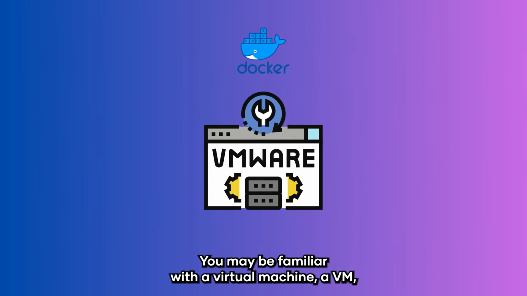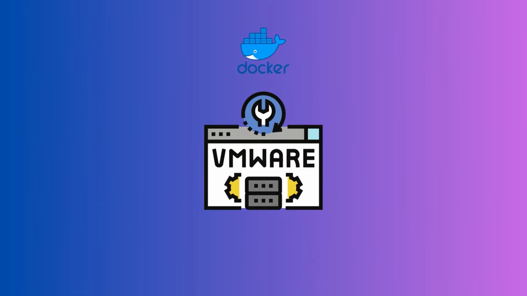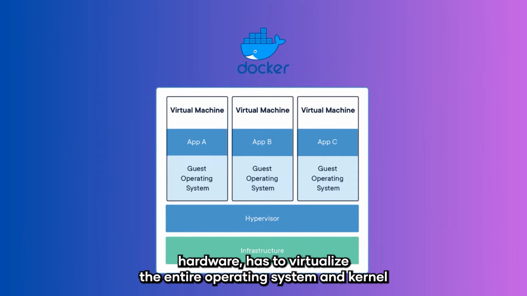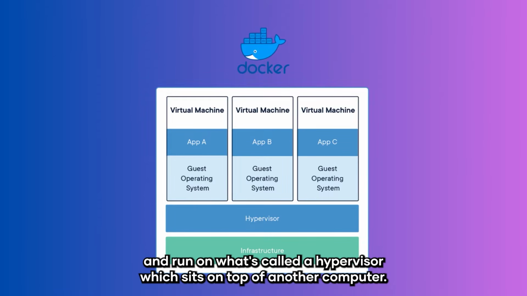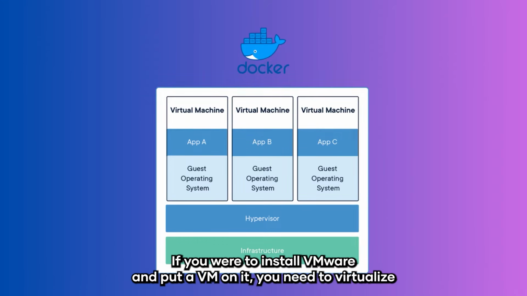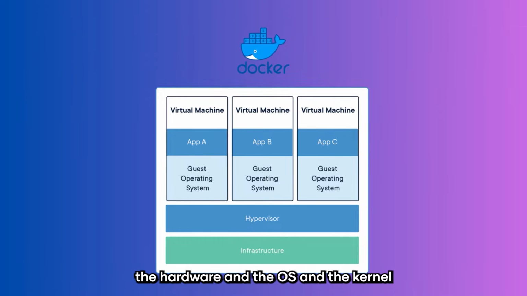You may be familiar with a virtual machine, a VM, right? This is normally something that has to virtualize hardware, has to virtualize the entire operating system and kernel and run on what's called a hypervisor, which sits on top of another computer, right? If you were to install VMware and put a VM on it, you need to virtualize the hardware and the OS and the kernel and run that on the VMware hypervisor.